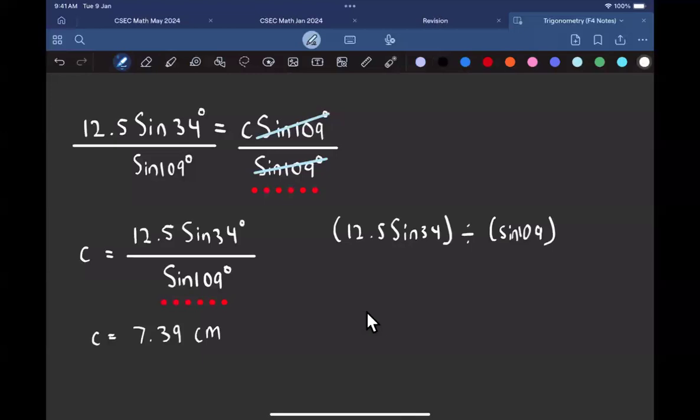What's going on here? No, we are finding sine for what? C. C is this. C is equal to this over this. You just have to plug in that over that. You just plug this into your calculator.